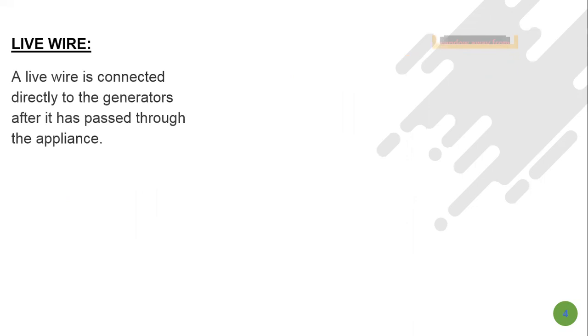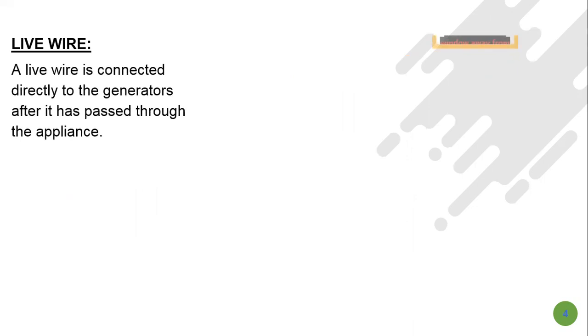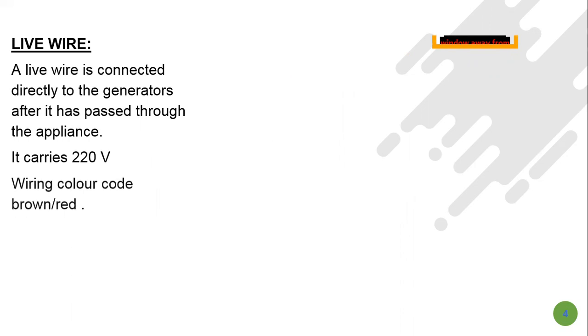Live wire. A live wire is connected directly to the generators before it passes through the appliance. It carries 220 volt. Wiring color code is brown or red.